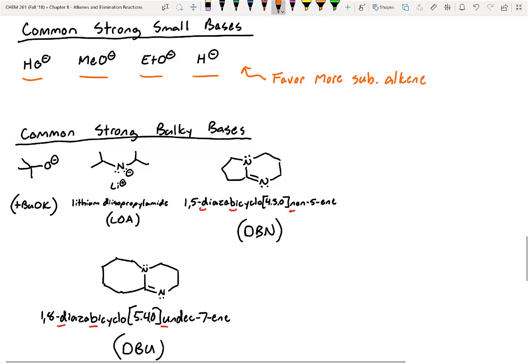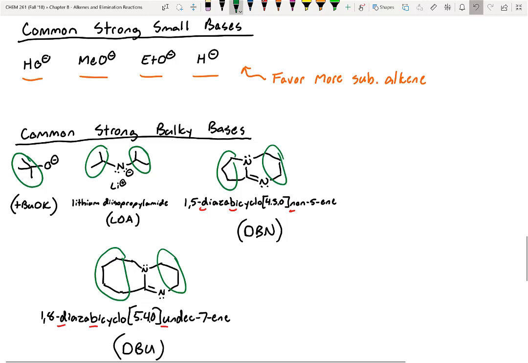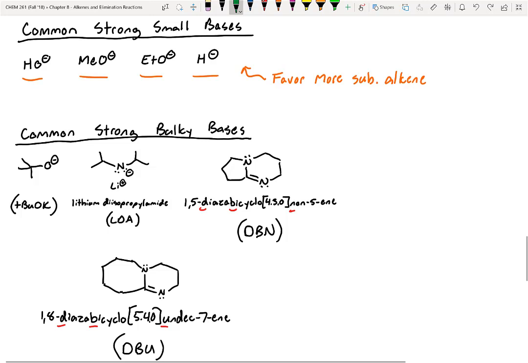If we look at bulky bases, if you notice in bulky bases, we've got these 3 methyl groups coming off here, got 2 isopropyl groups coming off here. The other ones, we've got these 2 giant ring systems coming off. So we've got a lot of steric heft for each of these bases. That makes each of these very, very bulky. So on the left, we've got potassium tert-butoxide. In the middle, we've got lithium diisopropylamide.